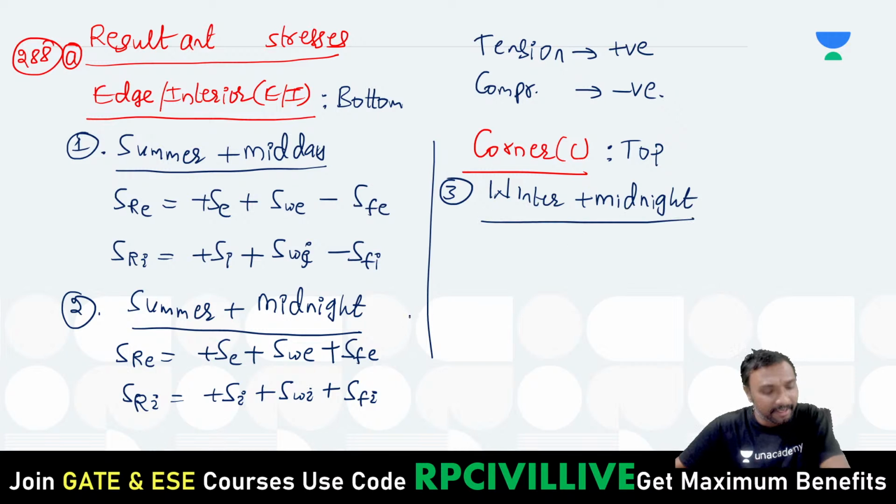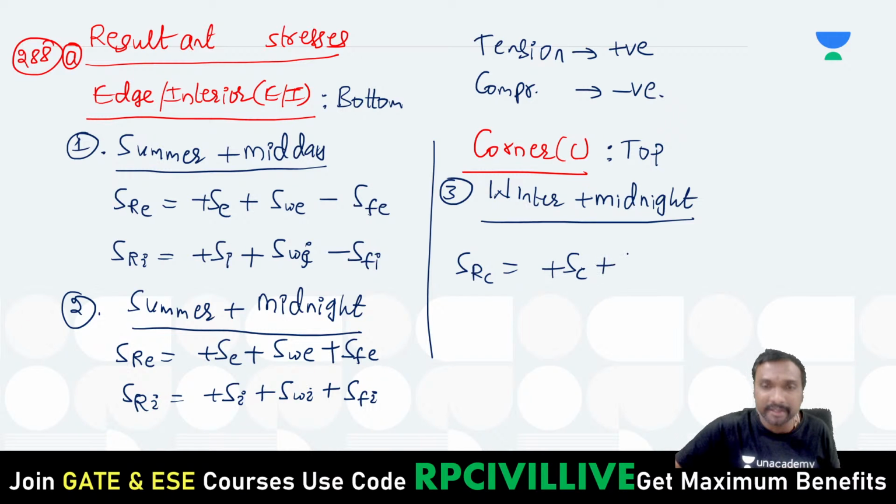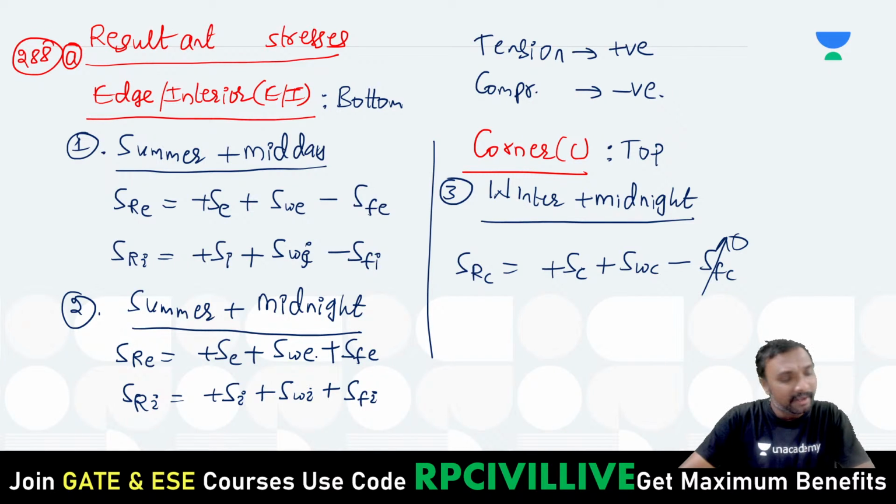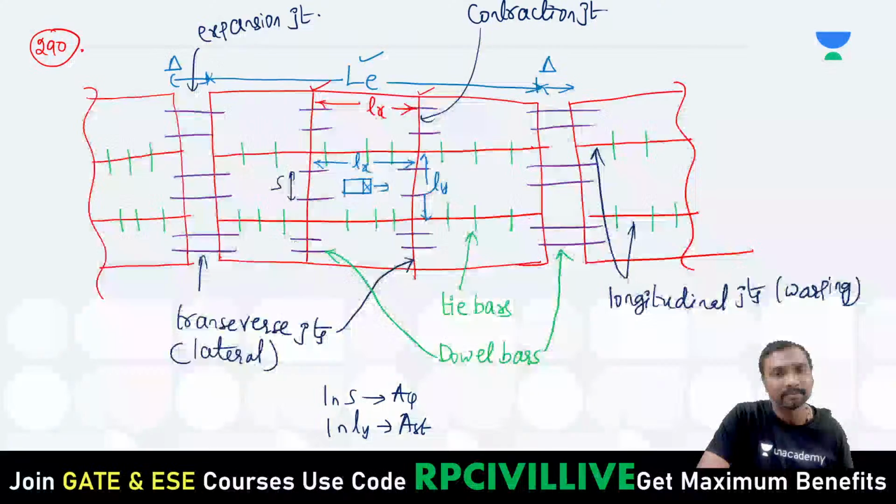Whenever it is that winter midnight condition, what is the resultant stress at the corner? It is equal to positive wheel load stress at the corner plus positive warping stress at the corner plus or minus the frictional stress at the corner. But this frictional stress at the corner will be 0. Which one will be taken as the resultant stress? Whichever is maximum among these three will be taken as the resultant stress and considered for the design purpose.